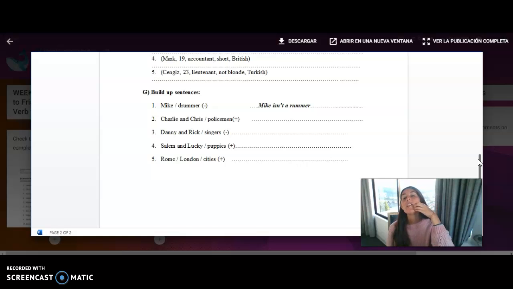And then in the end, we're going to build up sentences. So Mike, drummer, and then we have the negative sign there. So that means no, right? So Mike isn't a drummer. Drummer, not runner. Charlie and Chris, policemen. And it has this positive sign. So Charlie and Chris are policemen. Danny and Brick, singers, and we have the negative sign. And so on and so forth.